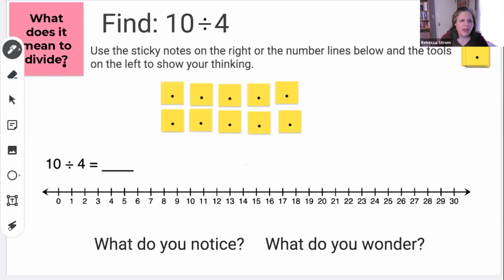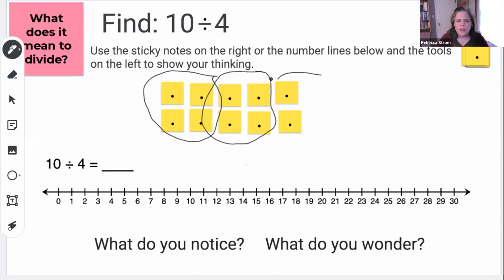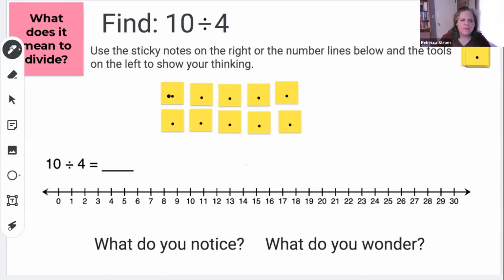So I can grab my pen and I can say, well, if I want groups of 4, here's a group of 4. Here's a group of 4. And I don't have another group of 4. So that's not going to work. If my task is to create groups of 4, I have this leftover. So maybe I don't want to do that. So I'm going to erase and undo. What if I said we can also divide into 4 equal groups?